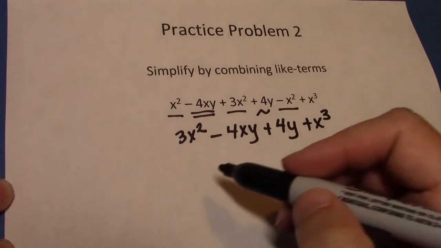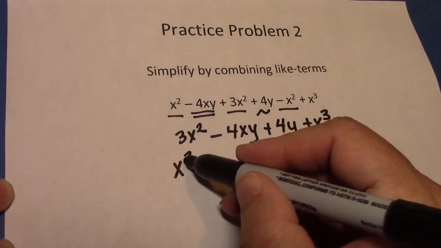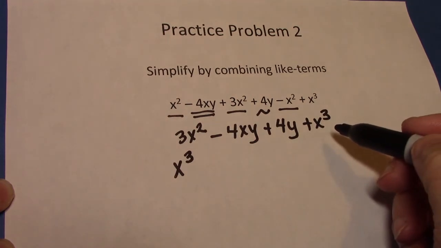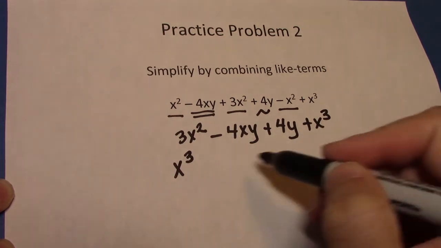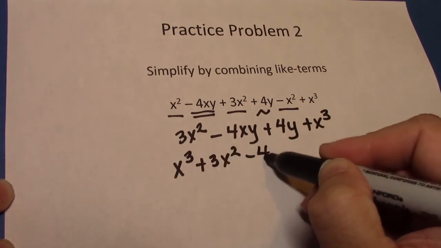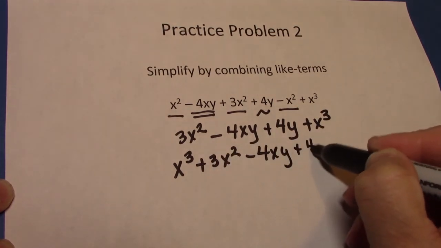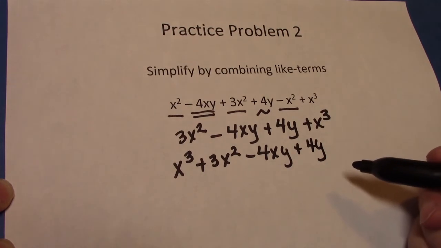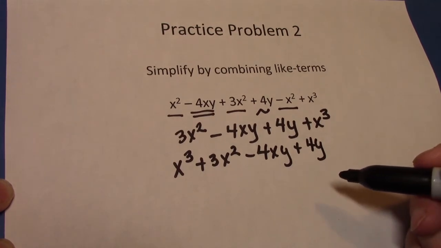But we do normally standardize these by putting the higher exponents first. So I'll move that to the front, plus 3x squared minus 4xy plus 4y. Both answers are right, but this is more of a standardized format.